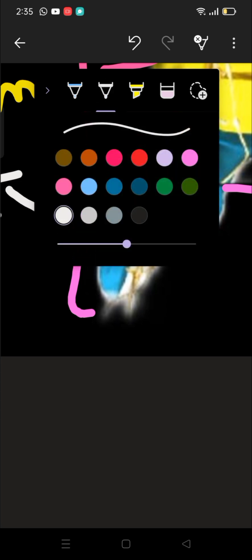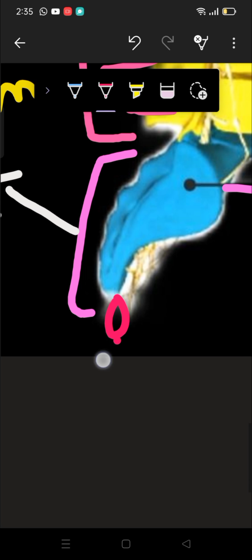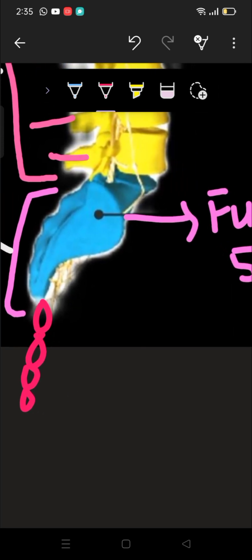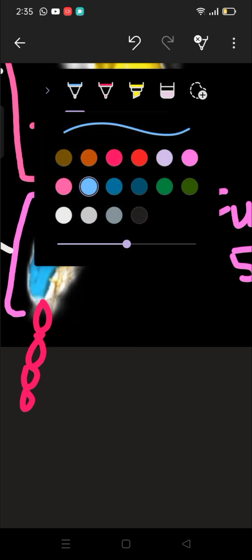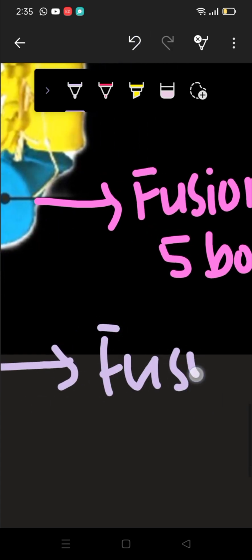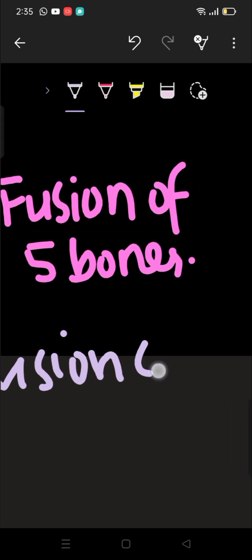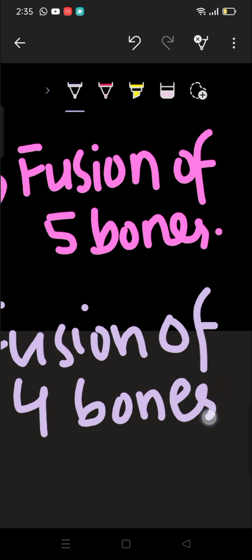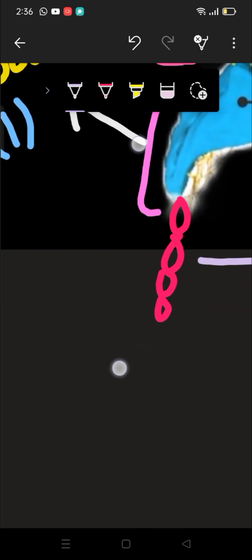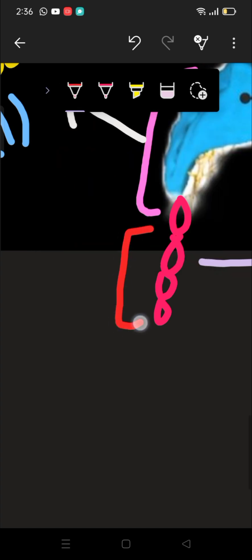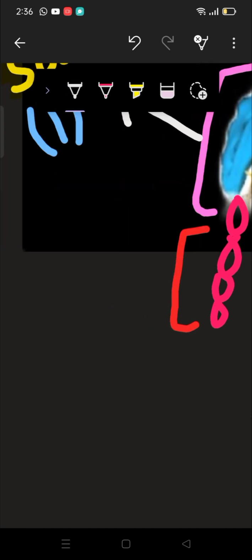Here we have the tail of the vertebral column, which is made up of 4 bones, the fusion of 4 bones, I can say. Here we have the fusion of 4 bones, and this is the tail of the vertebral column as well, and that is known as what? This is known as coccyx.